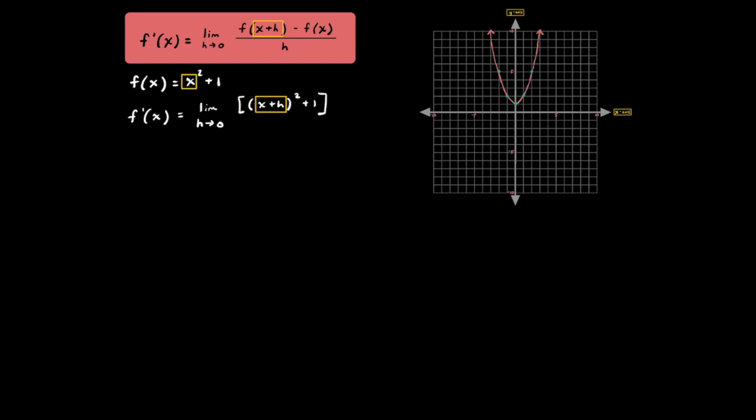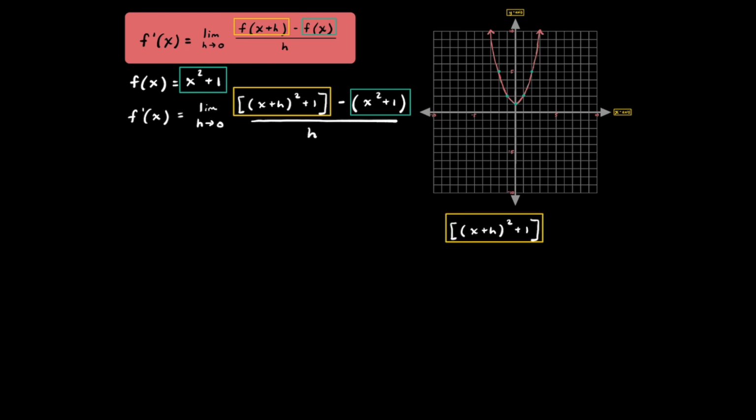Notice how while we used to have an x here, we substituted x plus h instead. The f of x plus h in our definition is represented right here. And now we're going to subtract f of x. Remember that f of x is just our original function of x squared plus 1. So substituting in, we're going to say minus the quantity of x squared plus 1. This is our f of x. And this whole thing up here is going to be divided by h. Now that we've correctly substituted our function into the definition, let's clean it up a bit.